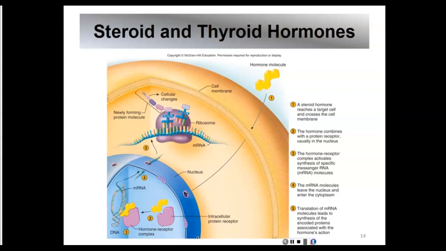As it approaches the cell membrane, because it's a cholesterol chain, it's going to go through that lipid bilayer. And then once it's internally, that will combine with the protein receptor in the nucleus. That hormone receptor complex will then activate the production of specific messenger RNA molecules. Those messenger molecules will leave the nucleus and enter the cytoplasm, and then it's translated out there on a ribosome, which will lead to the production of encoded proteins associated with that hormone's activity.